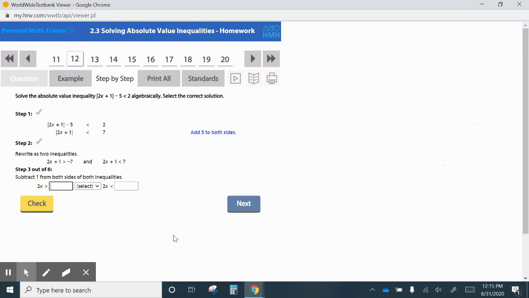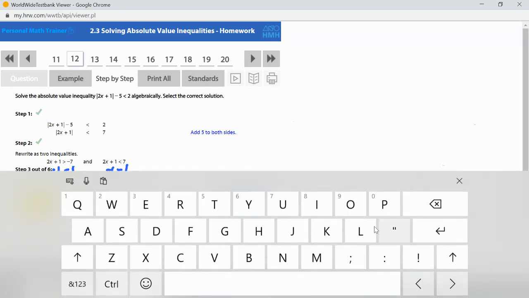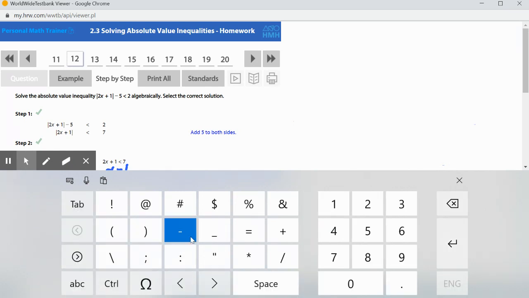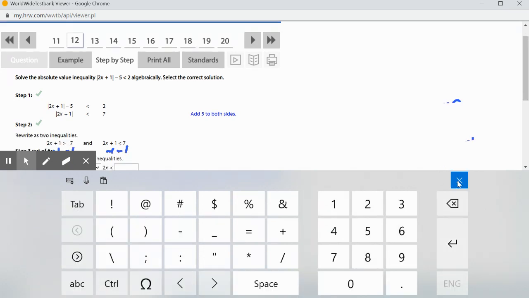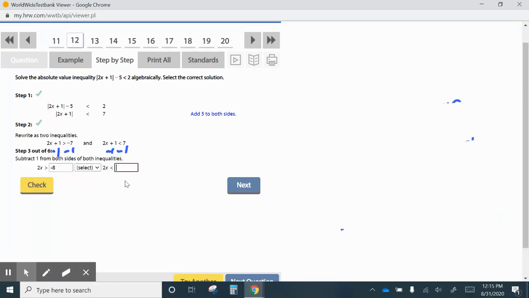Okay. Subtract 1 from both sides of both inequalities. Okay. So do that. Subtract 1, subtract 1. So really, negative 7 minus 1 is negative 8. And then 7 minus 1 here is 6.